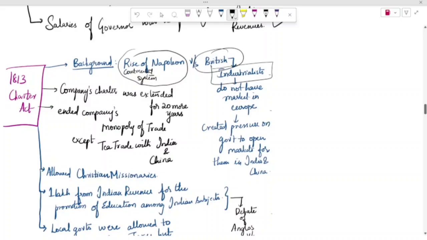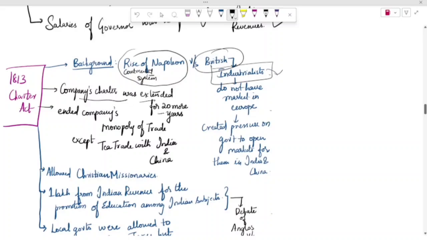So at this point of time, industrialists put pressure on the British Parliament or British Crown, saying that we don't have a market in Europe. We need some markets in India and China. Already a monopoly has been given for China, a monopoly to the East India Company. How should we survive? So they created pressure on the government, and so the government made this act.